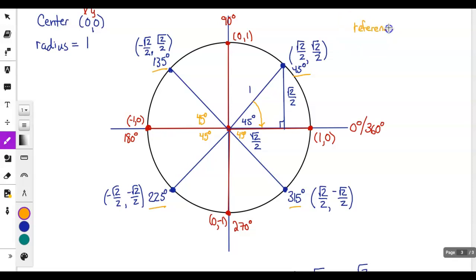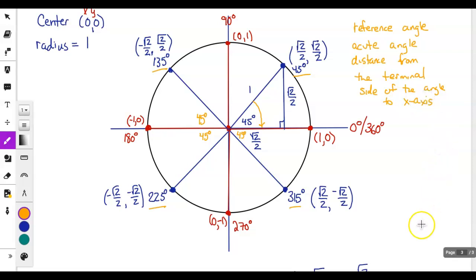And a reference angle is an acute angle, so it's between 0 and 90. In our class, it's going to measure the distance from the terminal side of the angle, so the terminal ray, to the x-axis. And make sure you're always measuring with respect to the x-axis. And that'll come into play a little bit later.